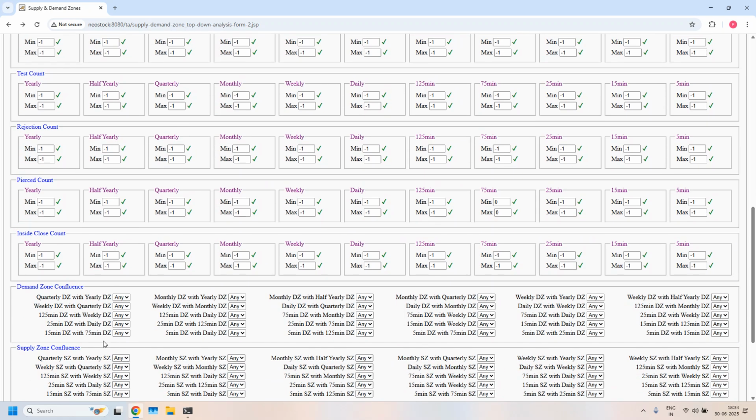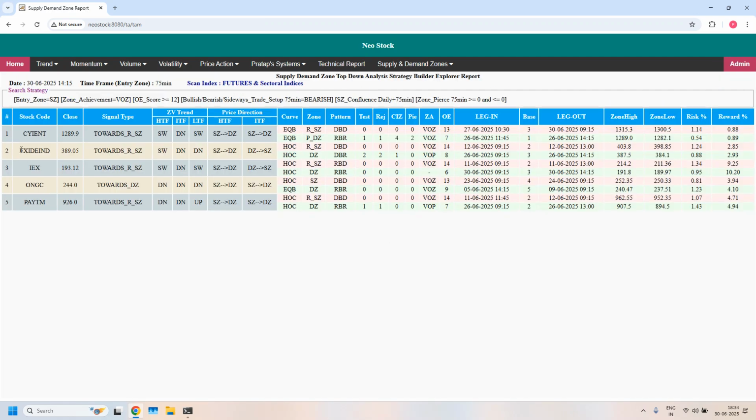So in the supply zone confluence parameter, I'm setting the filter daily 75-minute supply zone with daily supply zone confluence. By applying this filter, we got all 5 stocks. That means in all these 5 stocks, these 75-minute supply zones are overlapped with daily supply zones. And daily trend is a downtrend in all the stocks. So let's further filter based on daily supply zone having daily EMA. In that case, the overlapped 75-minute supply zone might be having strong institutional order flows.